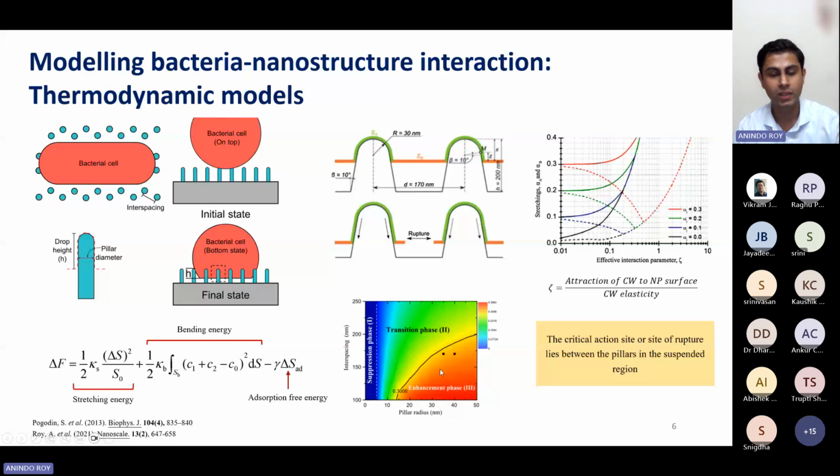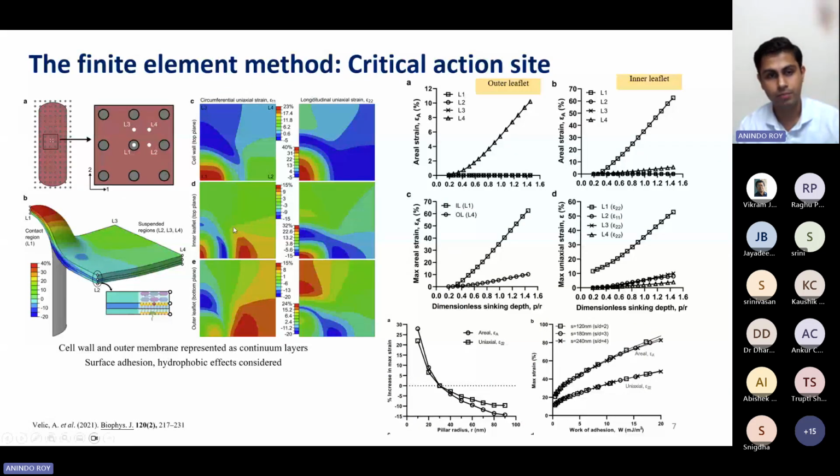Now, the thermodynamic models are for understanding the favorability of the process. It doesn't actually tell us anything about how the process is happening, so what are the driving forces that are responsible, and so on. Also, it doesn't allow us to understand the stress distributions and other things. Therefore, the finite element method is a good alternative approach to understand these things.